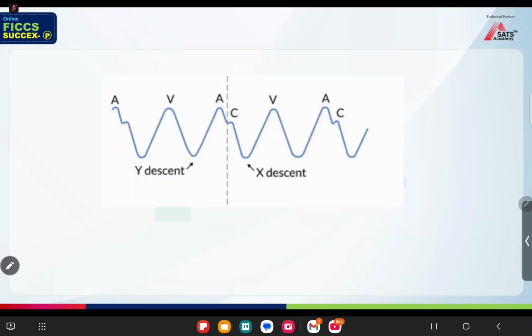So, interpret this tracing. Yes, ma'am. It's a CVP waveform. It has this descent. Is it normal, or are you seeing any problem with this?